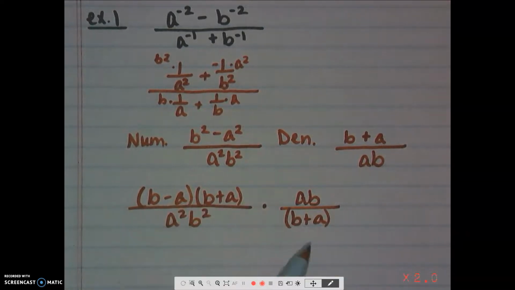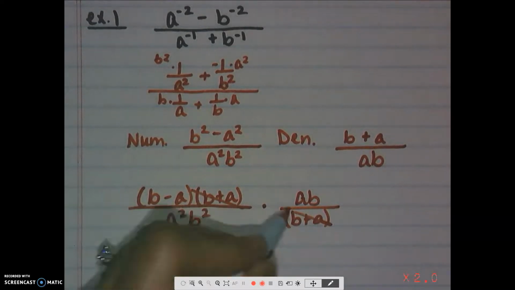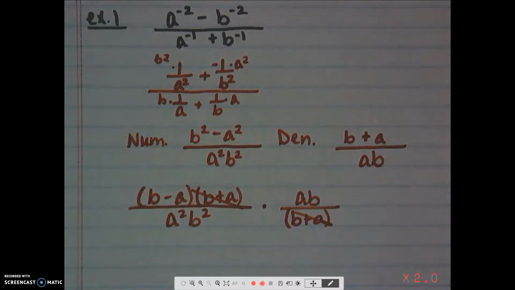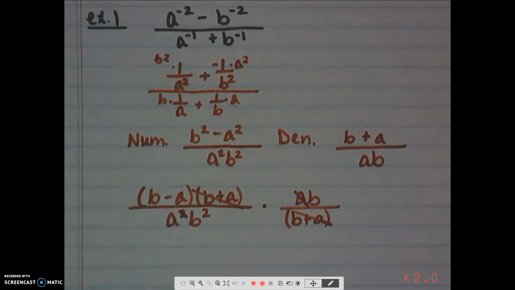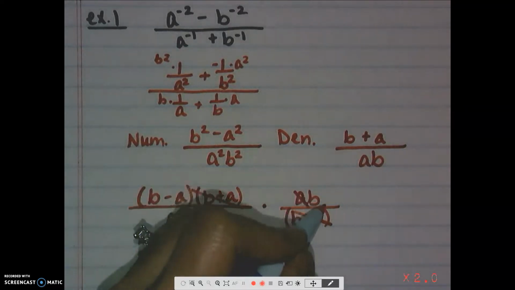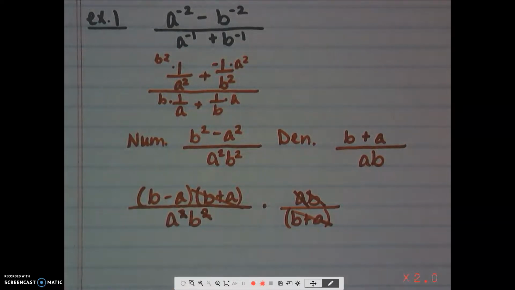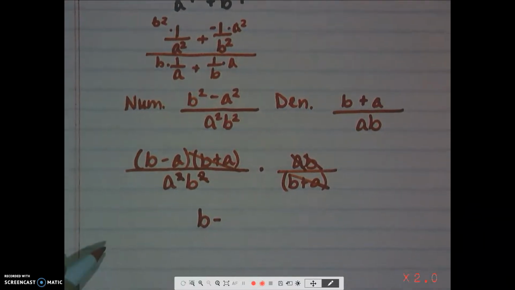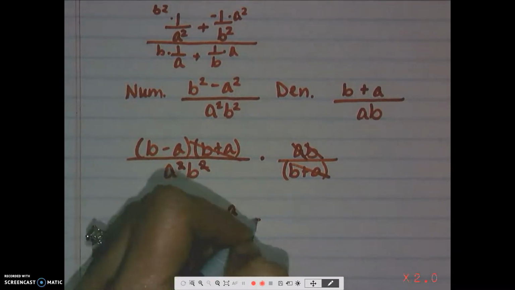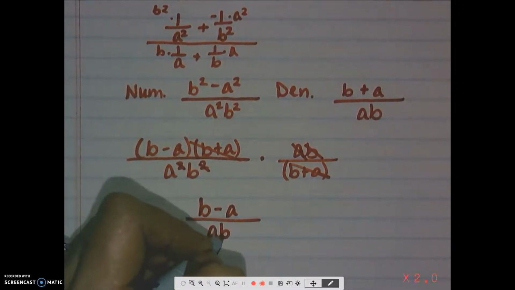There's nothing to factor with that at all, but we do have to flip it. Now we're going to start crossing things off. So I noticed the binomial b plus a and b plus a. That gives us 1. A in the numerator can cross off with 1a in the denominator, and b in the numerator can cross off with 1b in the denominator, since those are monomials. That means that we are left with b minus a over ab.